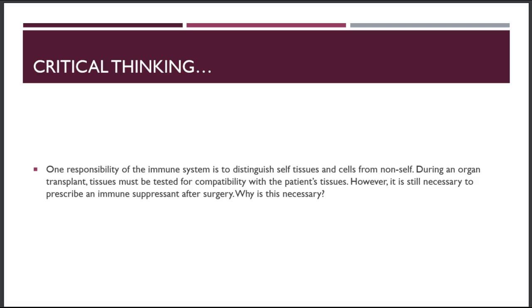And here's our critical thinking question. One responsibility of the immune system is to distinguish self tissues and cells from non-self. During an organ transplant, tissues must be tested for compatibility with the patient's tissues. However, it is still necessary to prescribe an immune suppressant after surgery. Why is this necessary? So think about the immune cells and the immune system. How do our white blood cells distinguish between self and non-self? And then why would an immune suppressant be necessary after a transplant?